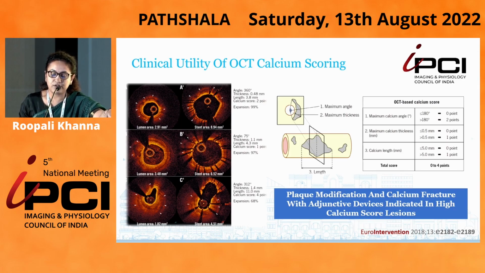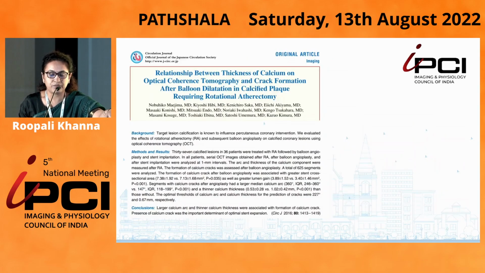How about plaque modification? That means if the score is high, we need some plaque modification in the form of calcium fracture with adjunctive devices at a high calcium score. So is there any relationship between the different strategies which we can use? Yes, there is.